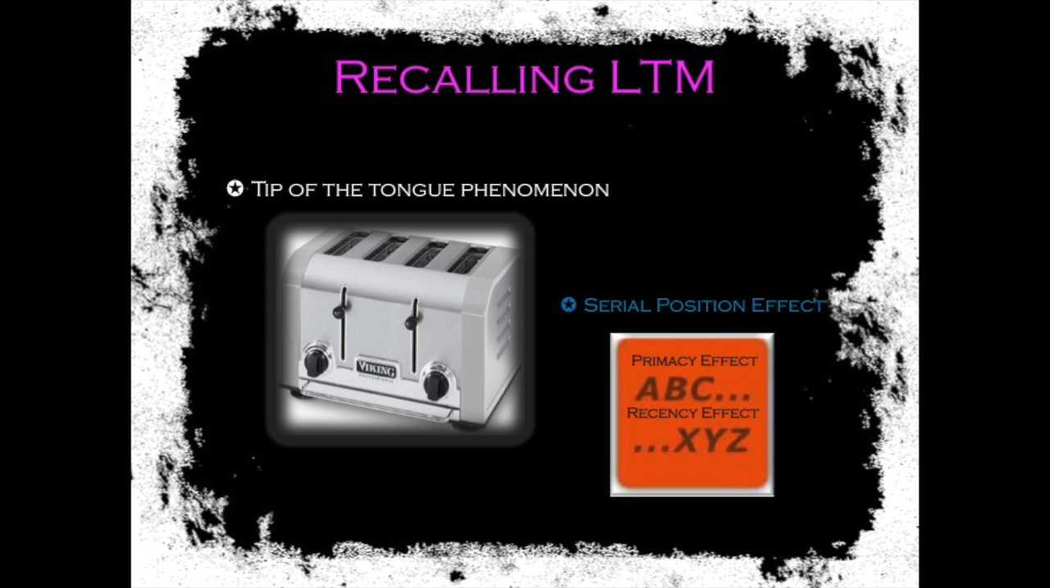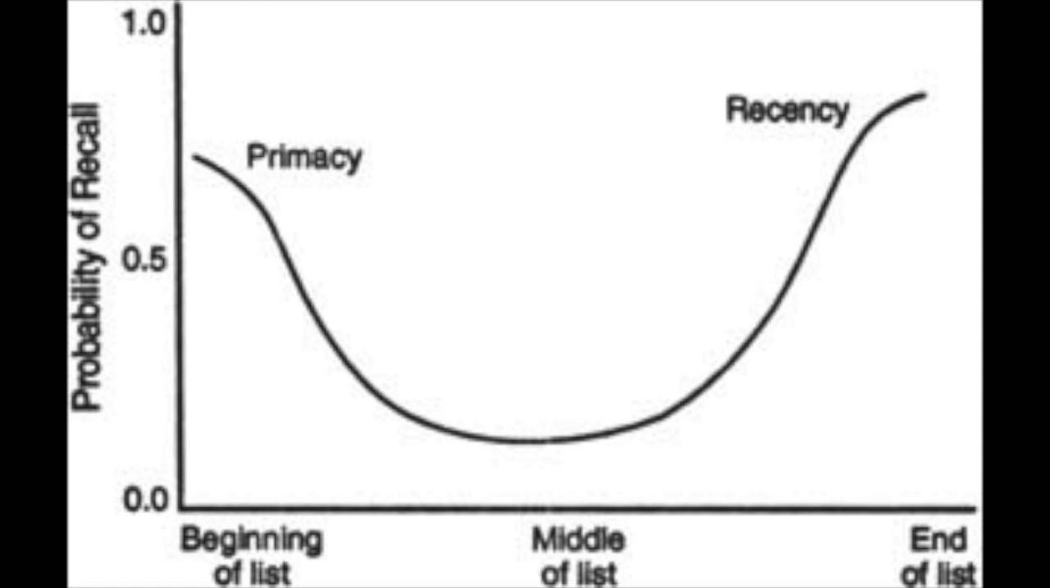Another phenomenon that can affect the ability to recall long-term memory information is what's known as the serial position effect. And so the serial position effect says that recall depends on where items fall on a list. So there are two types of the serial position effect. There's the primacy effect and the recency effect. And the primacy effect is where information earlier on a list is easier to recall, and the recency effect is when information later on a list, at the end of the list, is easier to recall.